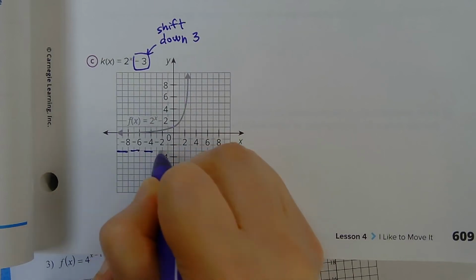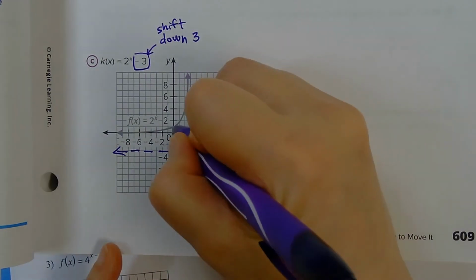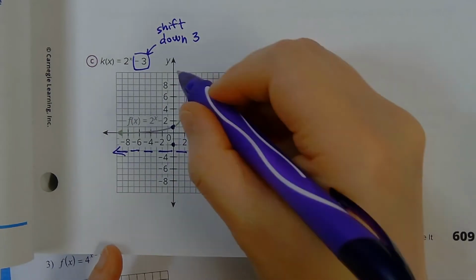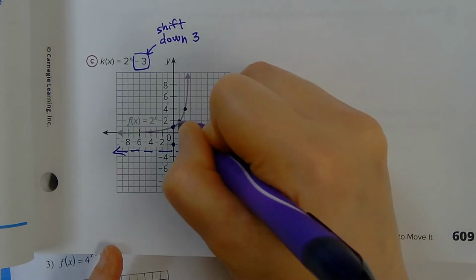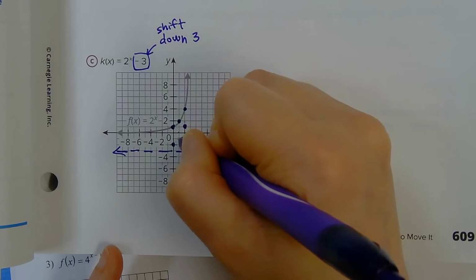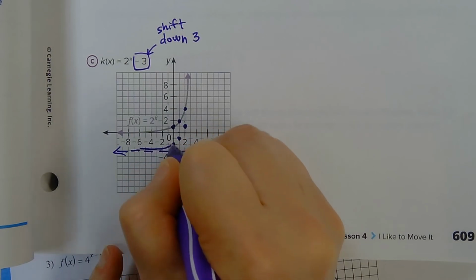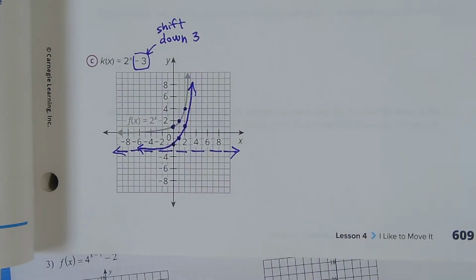So all the points get shifted down 3. All right. So this point right here gets shifted down 1, 2, 3. And this point right here, shifted down 1, 2, 3. This point right here, shifted again down 1, 2, 3. All right. So I'm going to just draw this. It should look something like that. Okay, if you're getting a straight line, you did something wrong, because this is definitely supposed to be exponential because our x is in the exponent. All right, just like that.